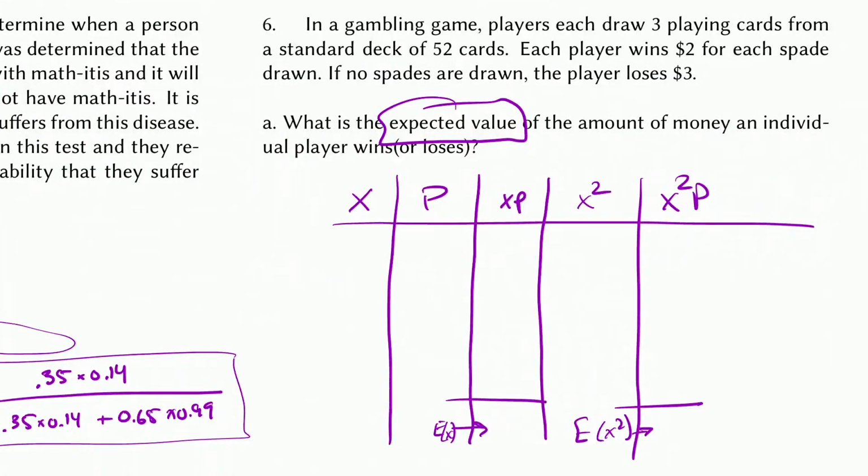But here, let's get the probabilities. I think you can all handle the rest of the chart. So there's 2 things that could happen. Oh, no, there's 4 things that could happen. Yeah, like I said, I realized that it's just so complicated. So you either lose $3, and that's if you get no spades. So the probability of getting no spades is 39 choose 3 over 52 choose 3.